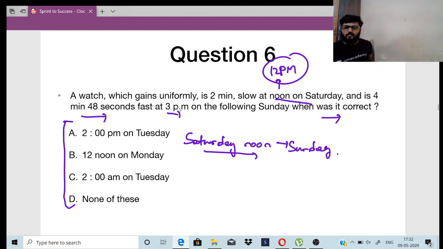It gains uniformly 2 minutes. It is slow at noon on Saturday and is 4 minutes 48 seconds fast at 3 p.m. right? 4 minutes 48 seconds fast at 3 p.m. तो कितना hours हो जाएगा? Calculate the total number of hours. It is slow at noon on Saturday, right?